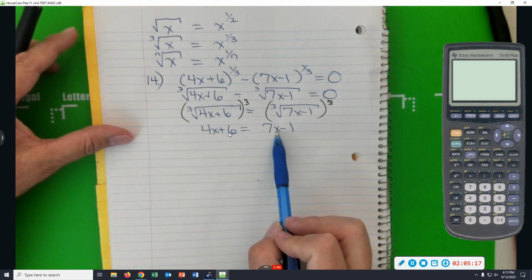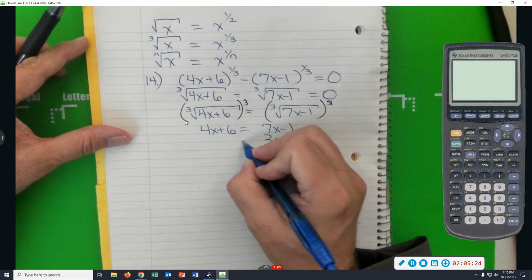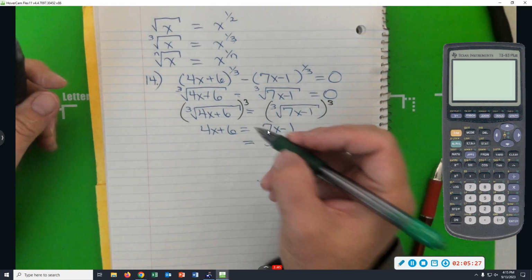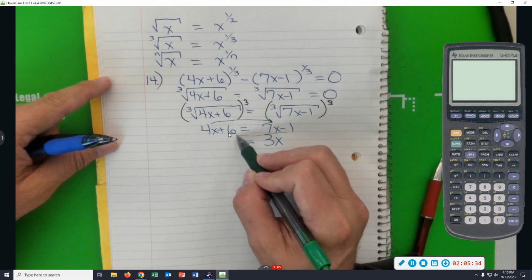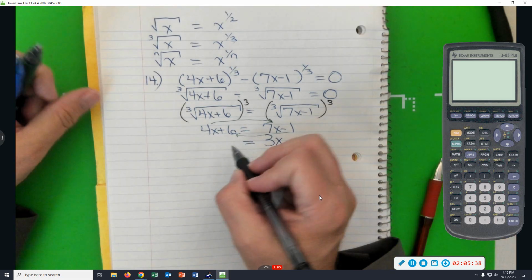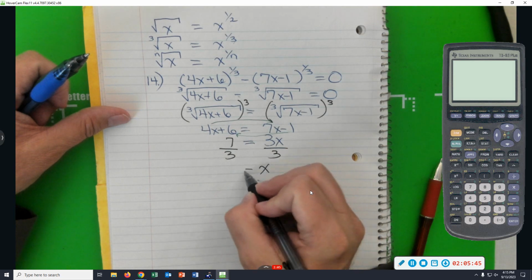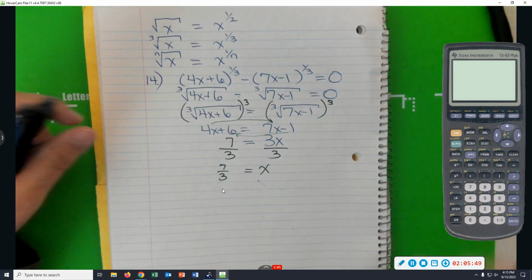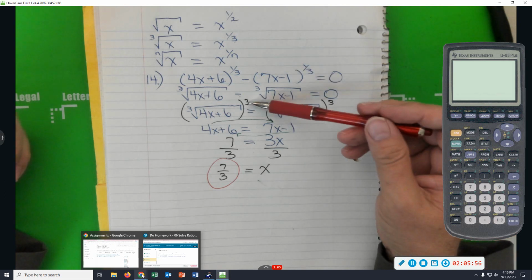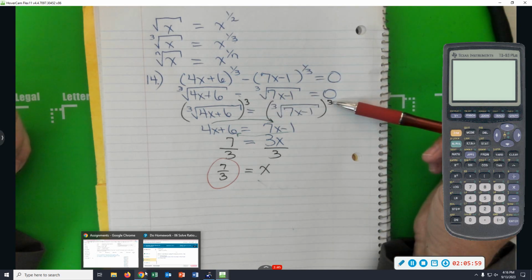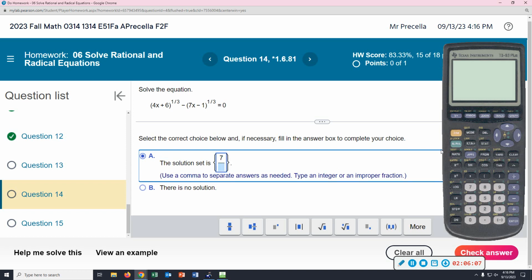Move the 4x over. 7x minus 4x gives me 3x. Move the 1 over. 6 plus 1 gives me 7. And then divide by 3 to give us x equals 7 over 3. And notice we don't have to check our answers. We had an odd index, so we raised both sides of the equation to an odd power. For a final answer of 7 over 3.